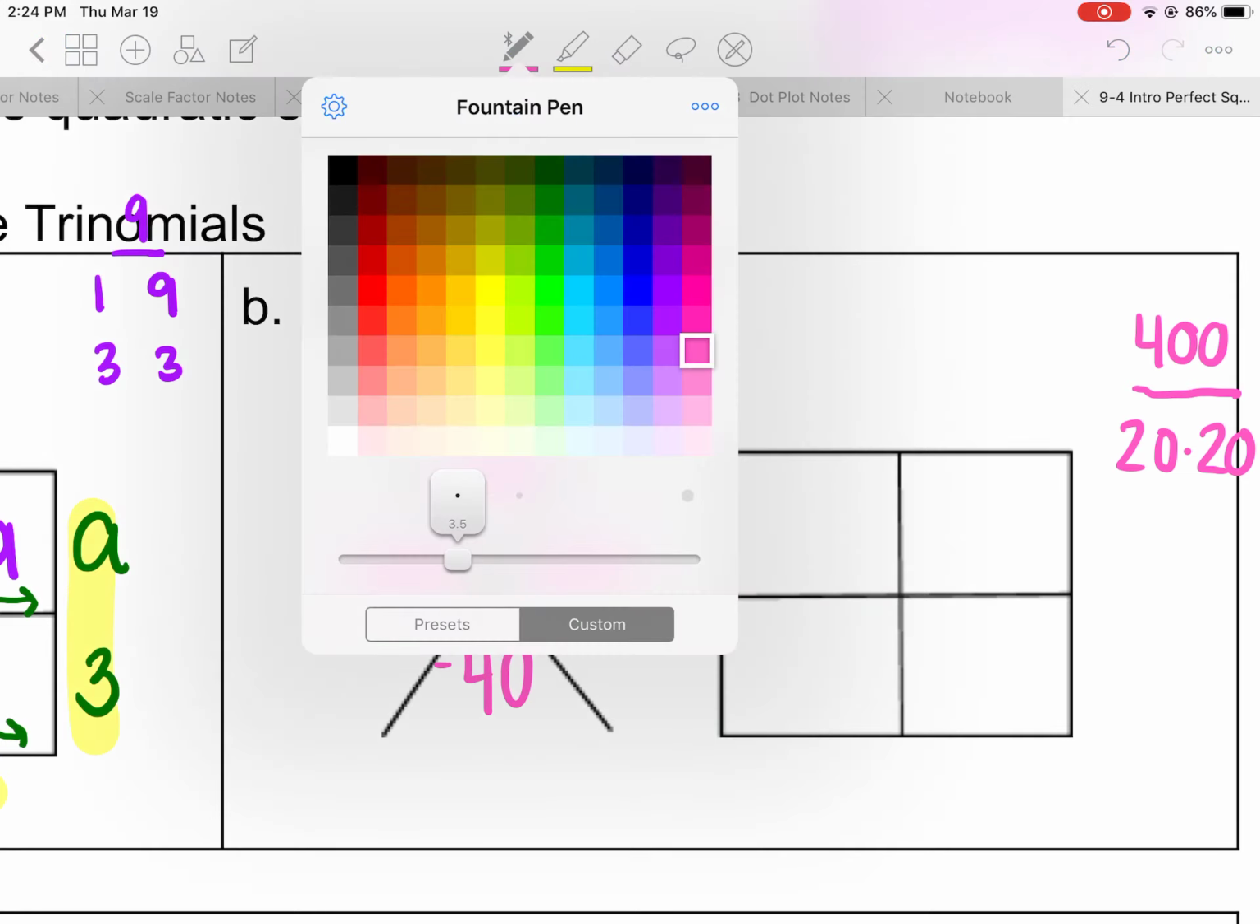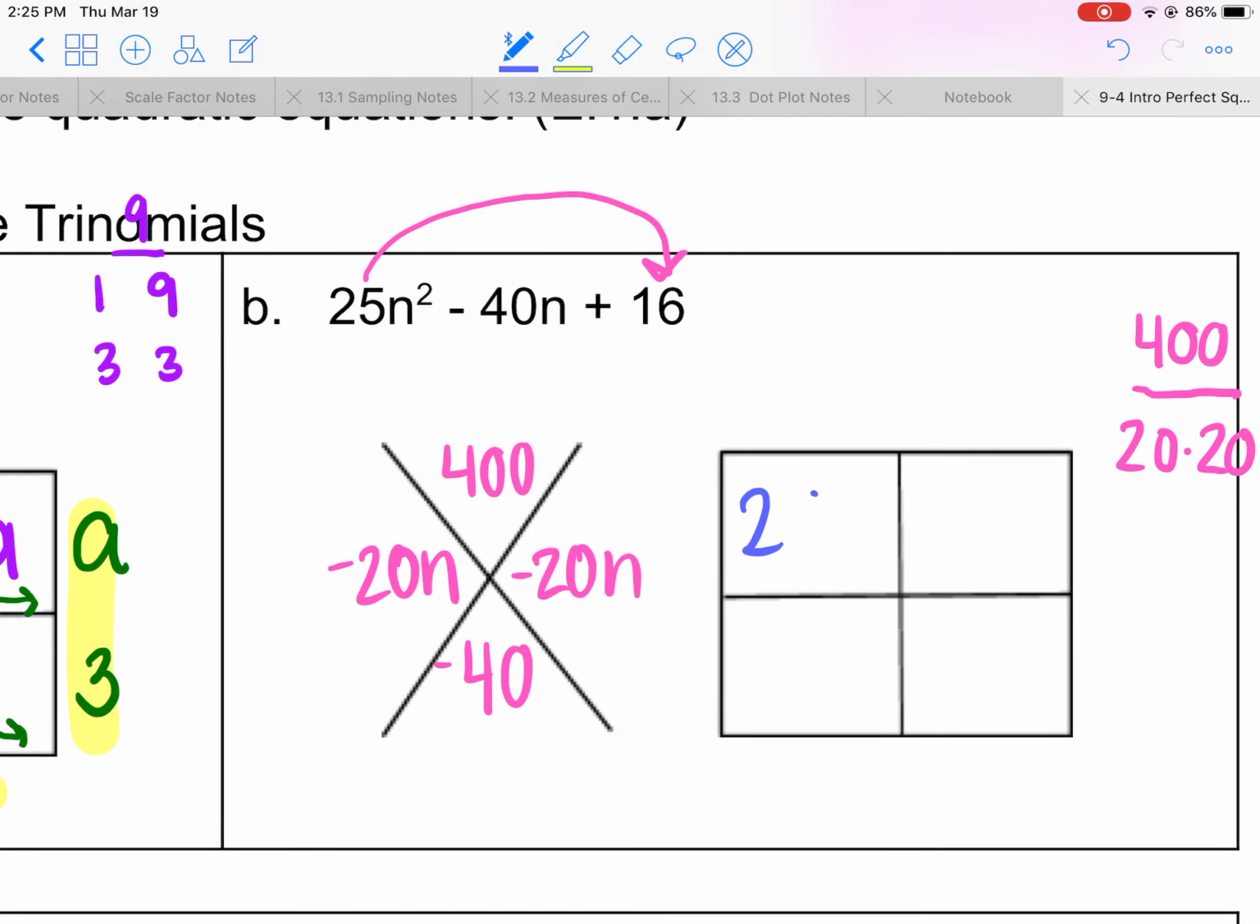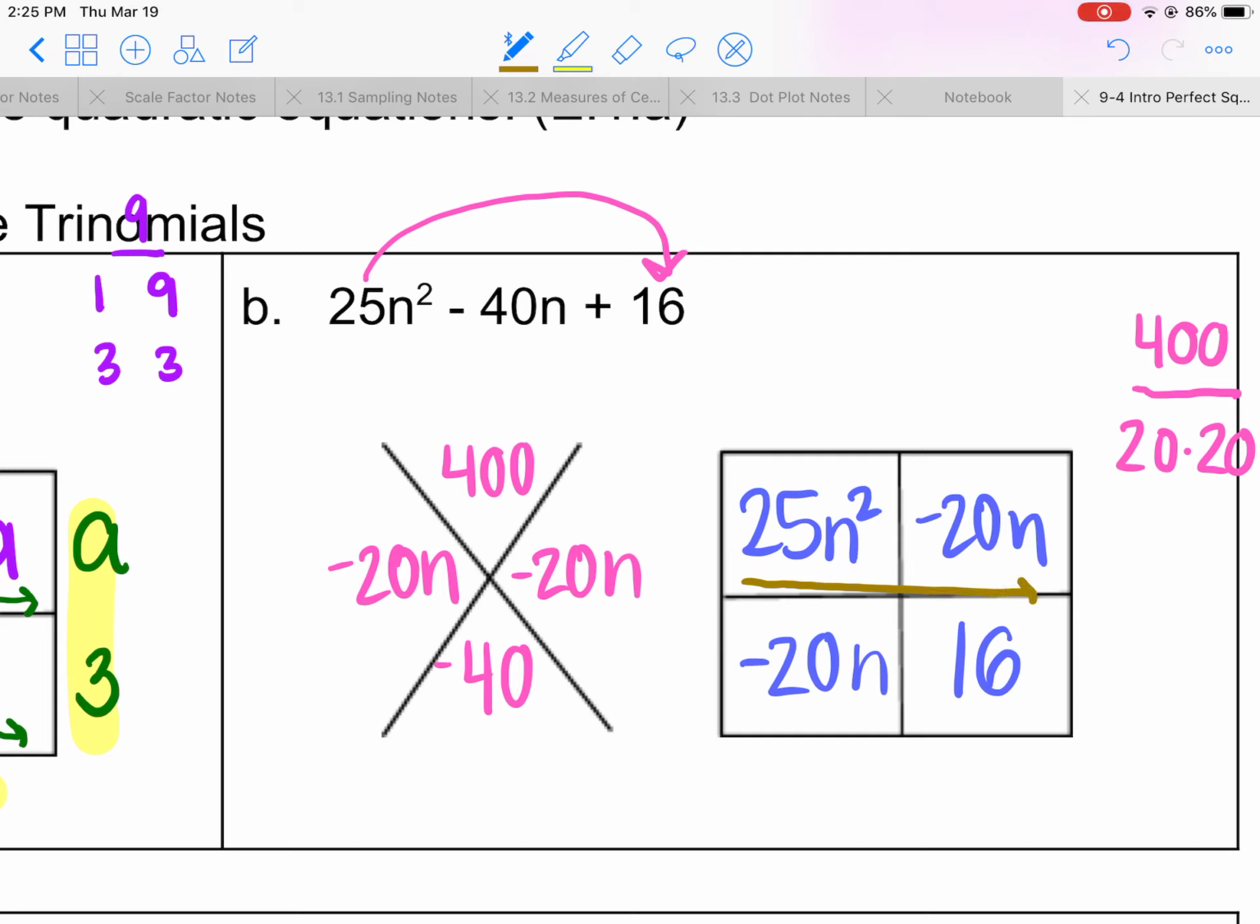So now I'm going to once again fill out my box. My first term is 25n squared. Last term is 16. And then I put the two terms that I found by factoring in these parts of my box. So now I want to find the GCF of 25n and negative 20n. There's not a negative in both of my terms, so I can't pull out a negative. We will deal with that negative later.